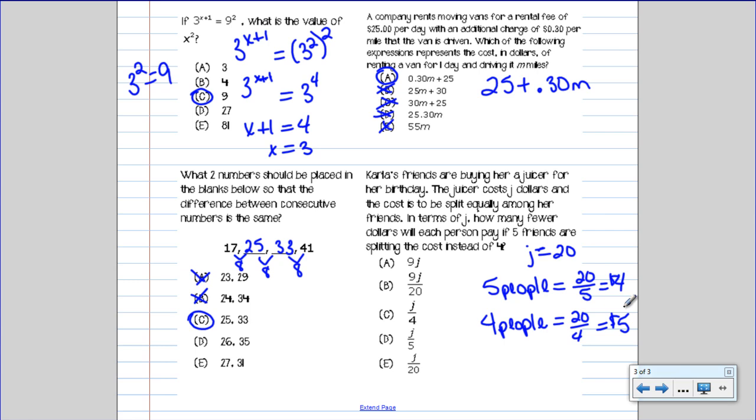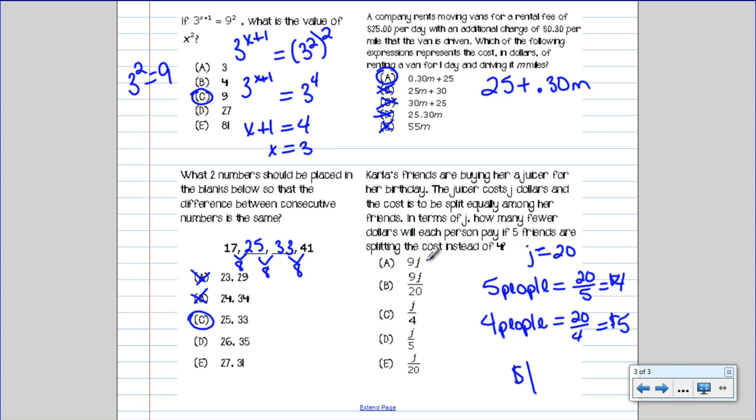And so the question says, how many fewer dollars will each person pay if 5 friends split it instead of 4 friends? Well, from the information that I have, if 5 friends split it instead of 4 friends, the difference is $1. So I need it to be $1 different. So I'm going to take my 20 bucks that I said the juicer was going to be, and plug it into each one of these until I get the one that equals $1, because that is how many fewer dollars they will pay if 5 people buy it instead of 4. So I'm going to use my magical $20 and plug it in.